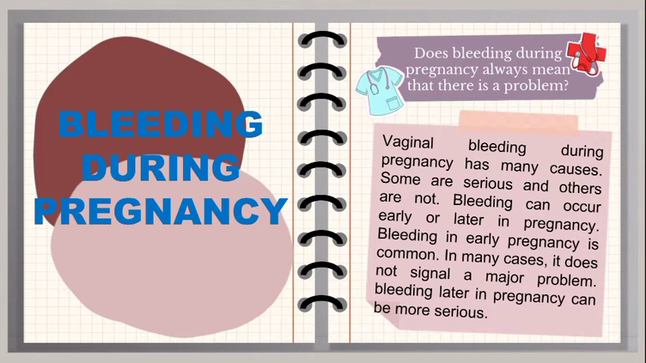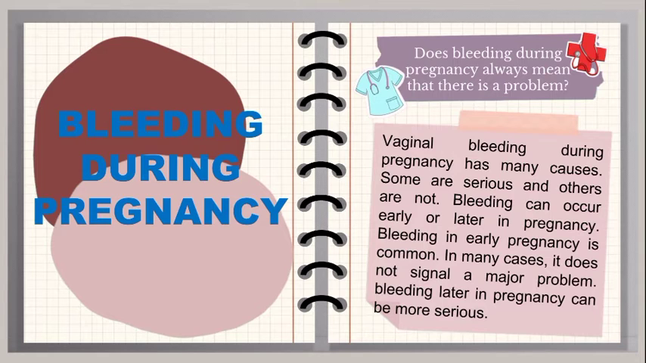So now let's talk about bleeding during pregnancy. Does bleeding during pregnancy always mean that there is a problem? Vaginal bleeding during pregnancy has many causes. Some are serious and others are not. Bleeding can occur early or later in pregnancy. Bleeding in early pregnancy is common. In many cases, it does not signal a major problem. Bleeding later in the pregnancy can be more serious.